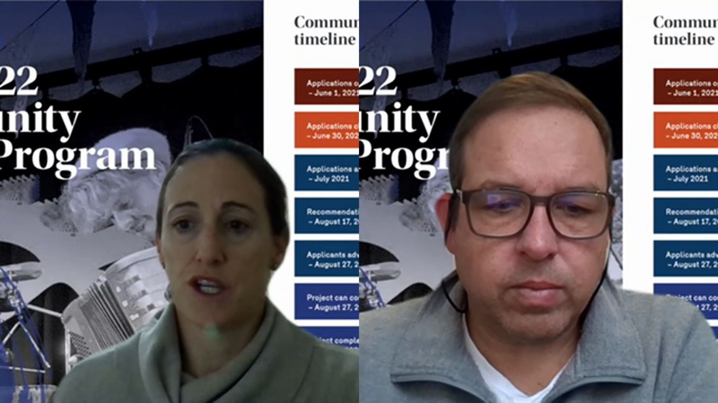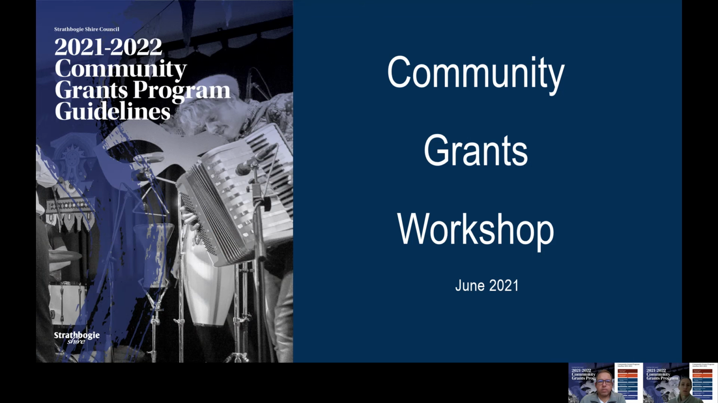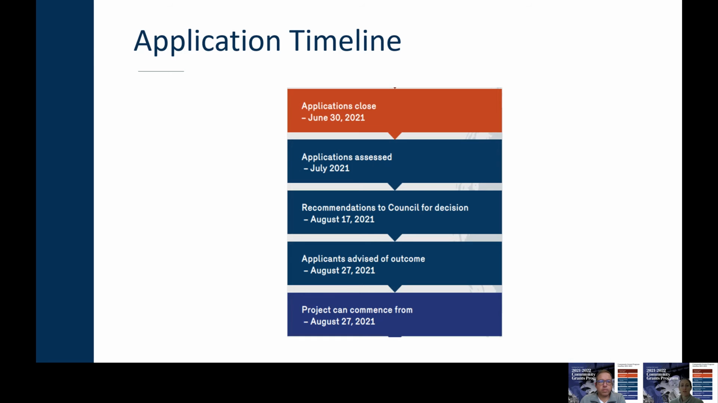We are nearly done. I did just want to share with you the deadlines, which are now fast approaching. So the timeline, we have the applications closing on the 30th of June. That will then allow us July to assess all of the applications that have come through and put our recommendations to council, which will go up to council meeting on August the 17th. From there, once that decision has been made, we'll be looking to advise all the successful applicants no later than August the 27th, and then projects can essentially begin from there.